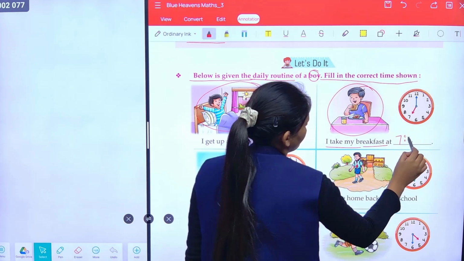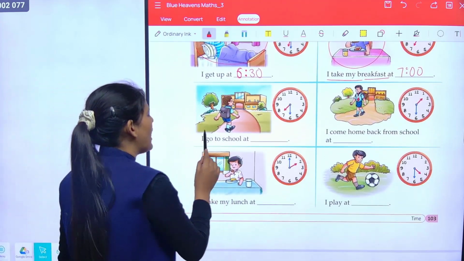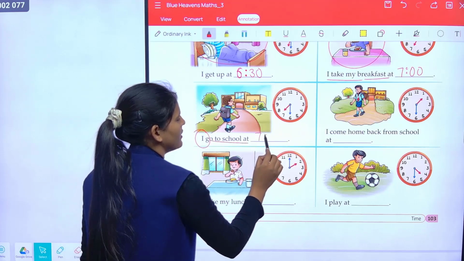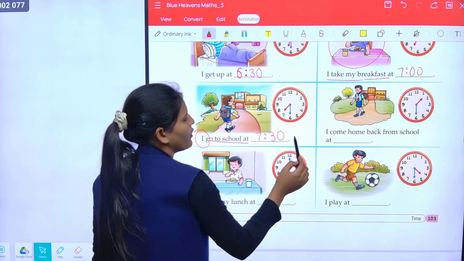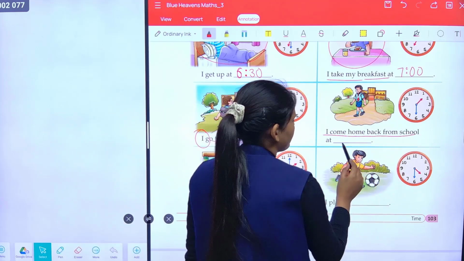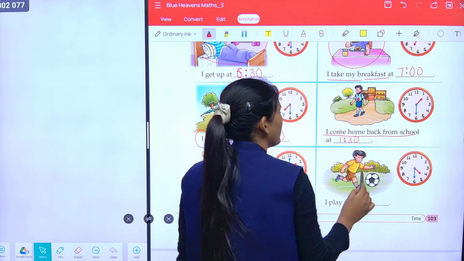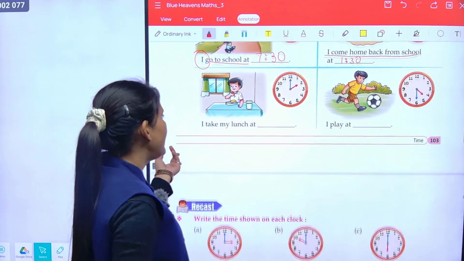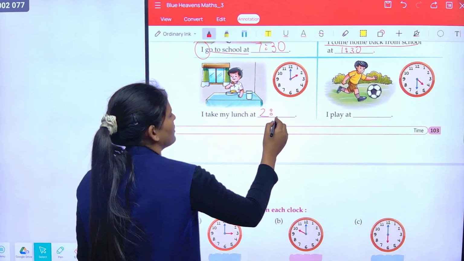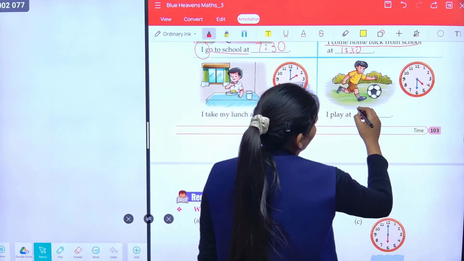Now 7 o'clock. Then he goes to school. I go to school at 7:30. Now I come back home at 1:30. Okay class. Now I take my lunch at 12 o'clock and I play at 4:30.